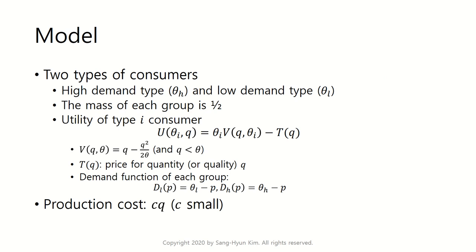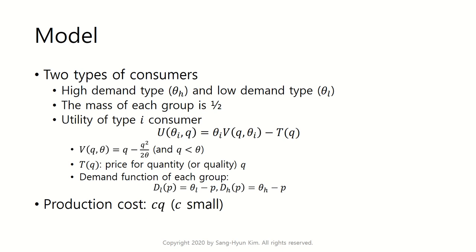So here is a model. There are two types of consumers. One is the high demand type, the other is the low demand type, and they are denoted by theta H and theta L, and the mass of each group is half. So half of them are high type, and half of them are low type.